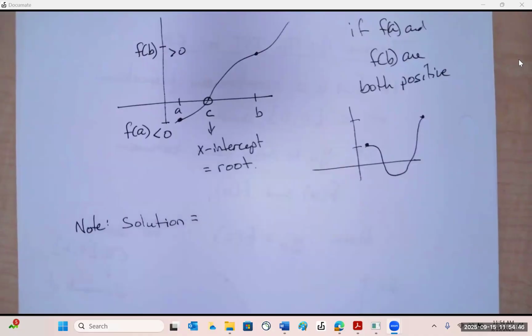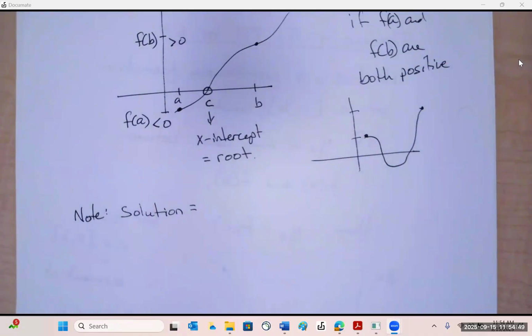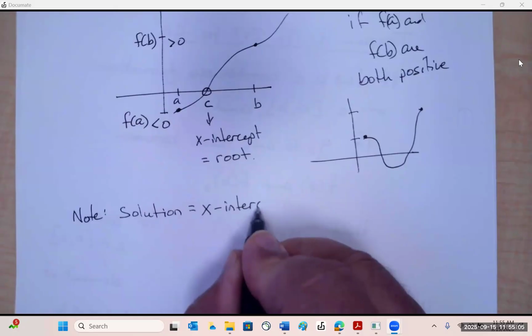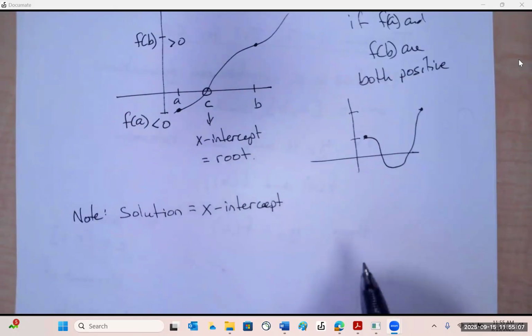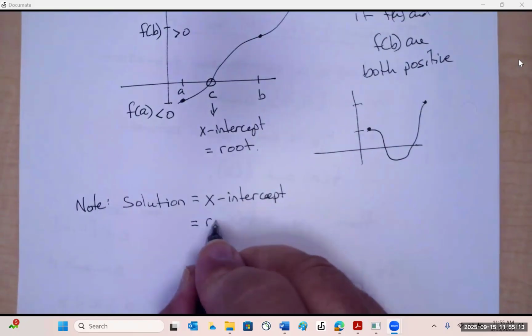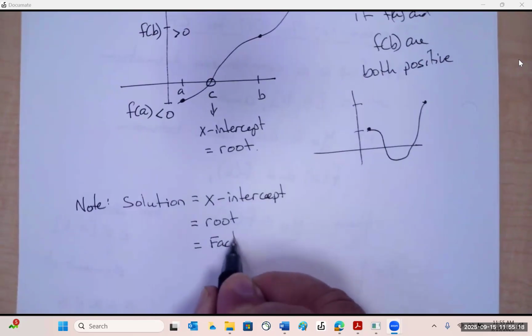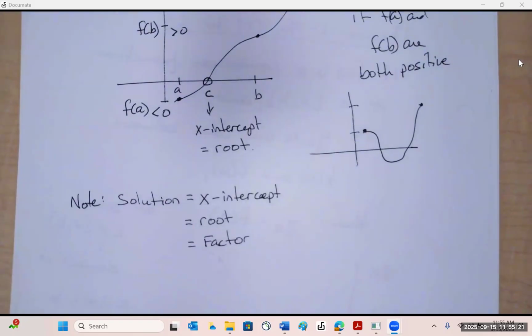When you're asked to find the solution, this is a side note. When you find a solution to an equation, what are you actually finding? You're finding the x-intercepts, where it crosses the x-axis. Well, that's also called a root. It's also called a factor.